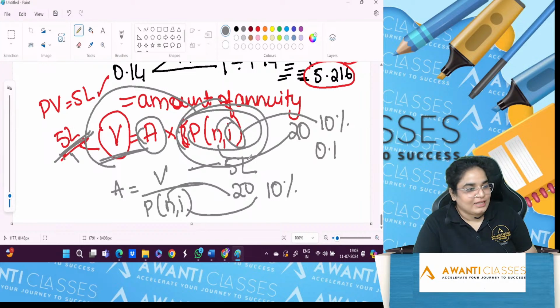Tomorrow we'll do the same chapter because we are yet to finish depreciation, leases and sinking fund. So tomorrow we will have to continue with this. Otherwise, I should have done permutations and combinations.